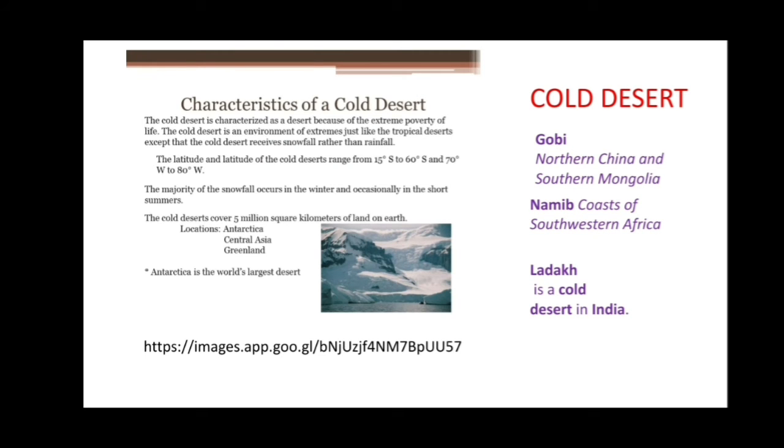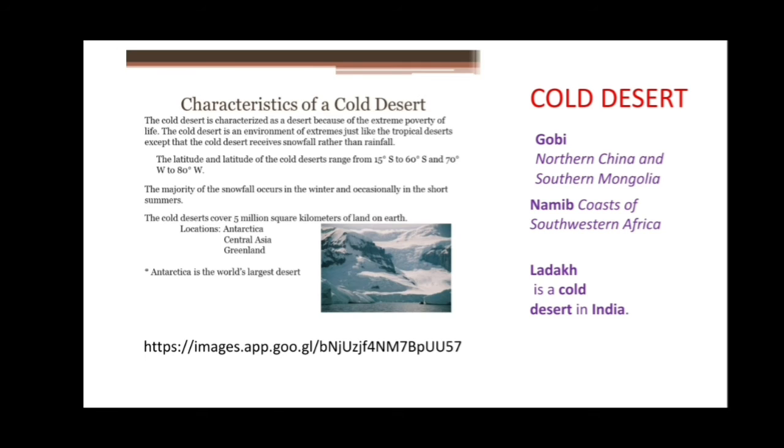Again, the characteristics of the cold desert. As we know, the name itself indicates that cold means the temperature is low. The cold desert is characterized as a desert because of extreme poverty of life. The cold desert is an environment of extremes, just like a tropical desert, except the cold desert receives snowfall rather than rainfall. The latitude of cold deserts ranges from 50 degrees south to 70 degrees, and 70 west to 80 west.